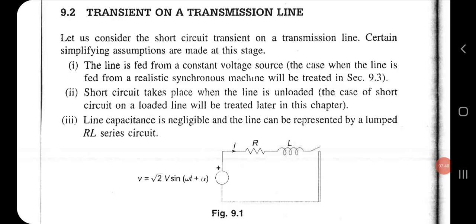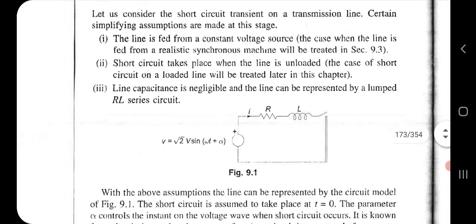So let us go with a small derivation, the transient of a transmission line. We have the diagram shown in figure 9.1. We have a resistance as well as inductance connected in series, and it is supplied or fed with a voltage. We will consider this as a transmission line. What happens to the transmission line, and what happens to the synchronous generator connected to it? The voltage supplied is v equals root 2 V sin(omega t plus alpha).